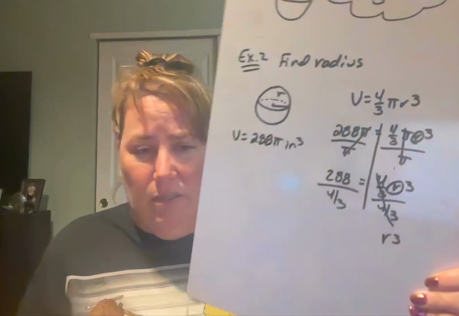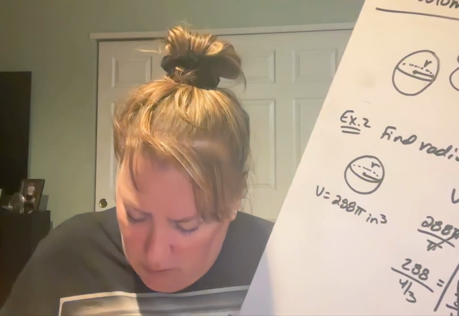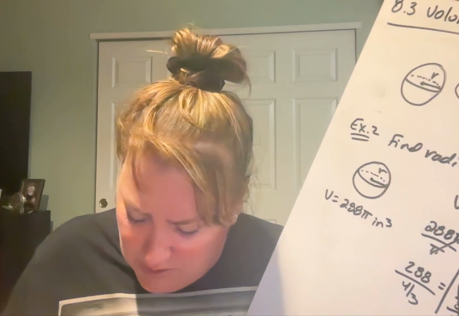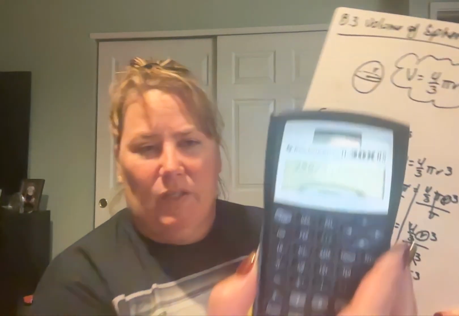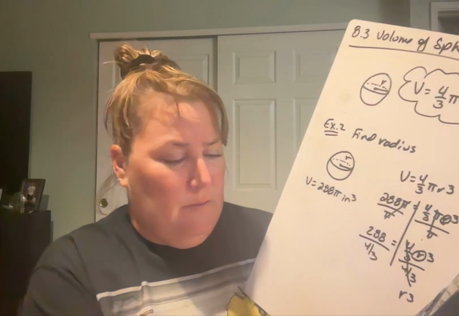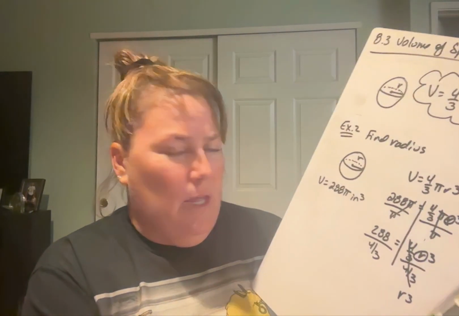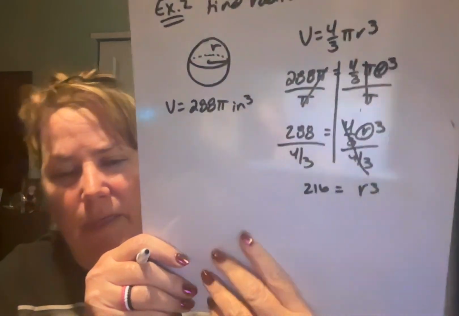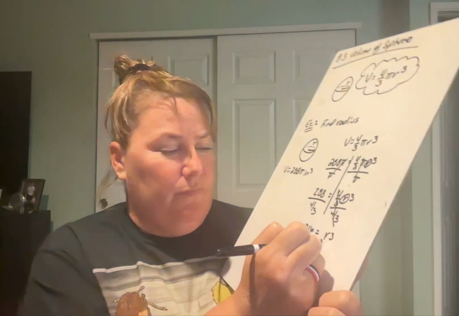Now on your calculator, go 288 divided by 4 ABC 3. Okay? 288 divided by 4 ABC 3. And you get 216. Nice number. So now we're almost there.